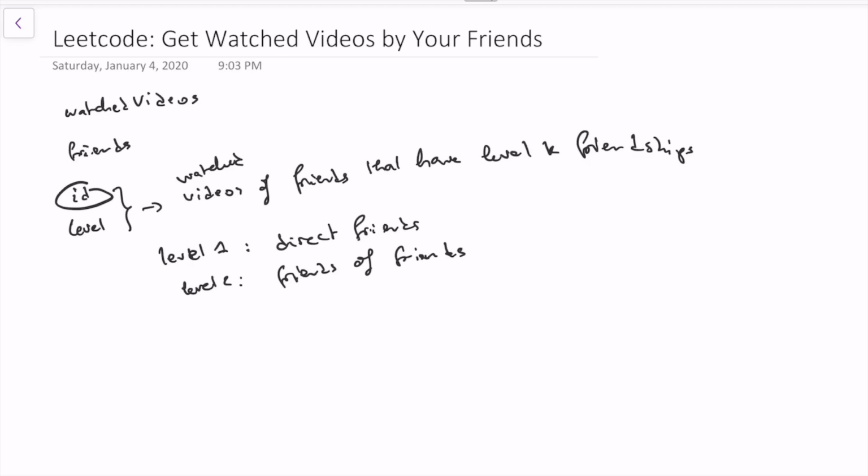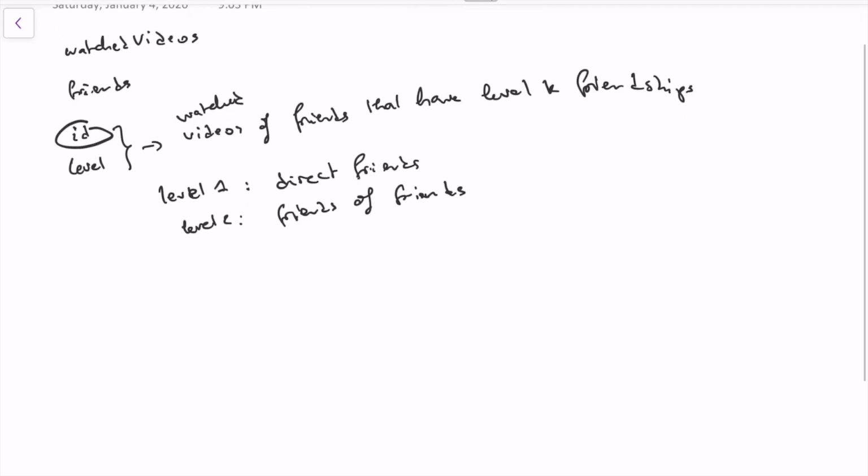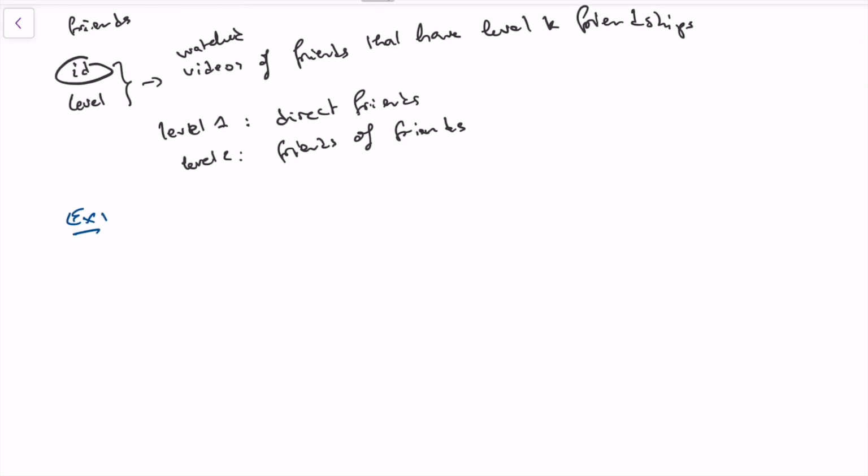that can be level K, and then we have these two arrays that tell us for each ID what are the watched videos, and for each ID what are their friends, right? And so the first example that we had was like this. We had the input of watched videos that was like something like this, where we have AB, we had C, we had BC, and D, right?